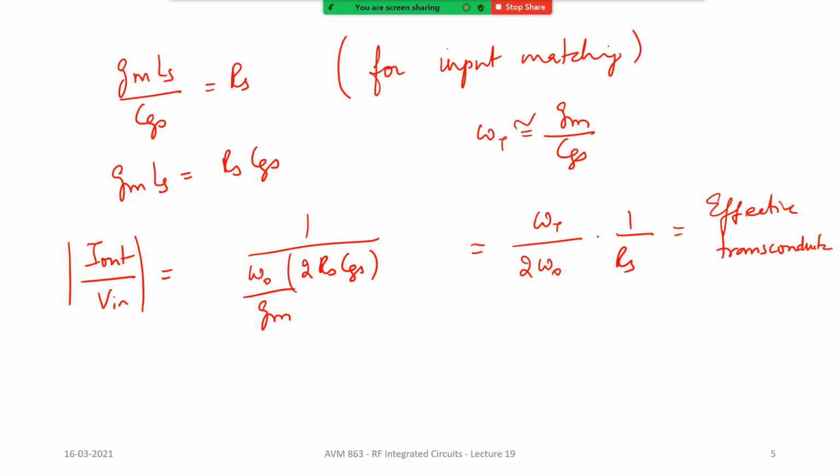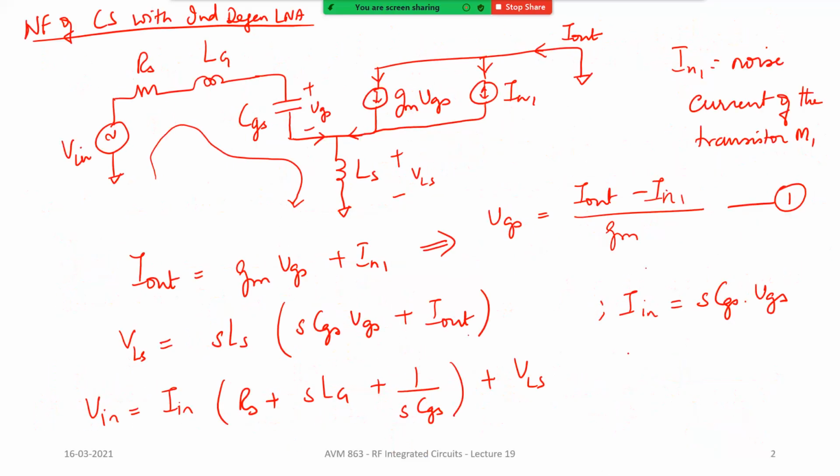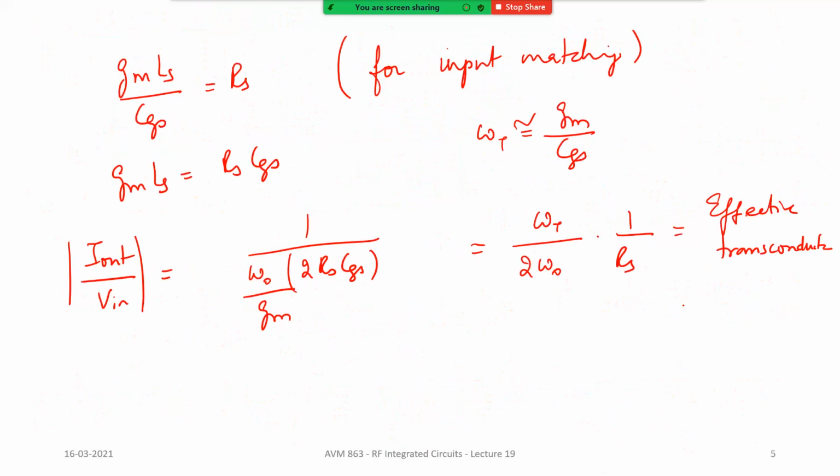The transconductance of the transistor by itself is Gm, but because you have thrown a bunch of elements around it, the effective transconductance of this entire structure that is drawn here is given by this expression, approximately omega t by 2 times omega naught into 1 over Rs. So the effective transconductance, what can you say? That this seems to be independent of even what? Independent of Gm, independent of Ls, independent of Lg, right?